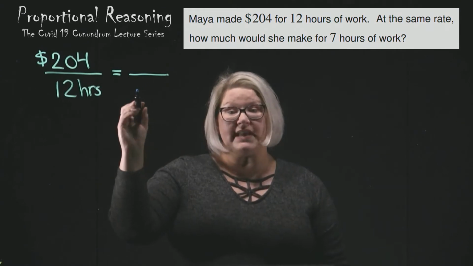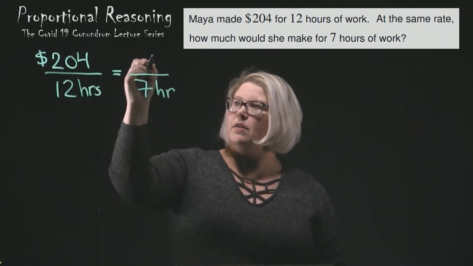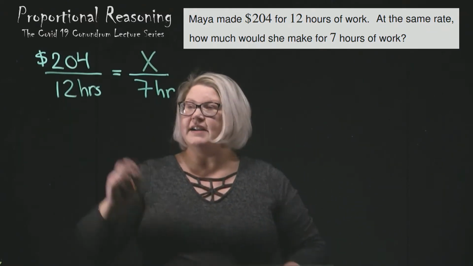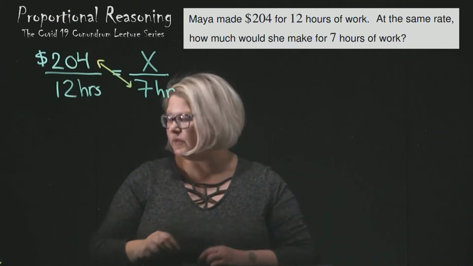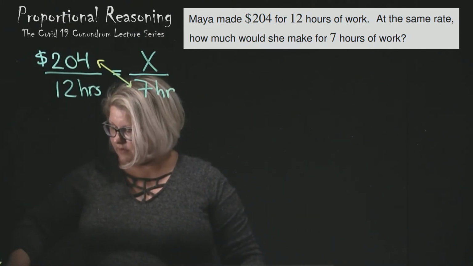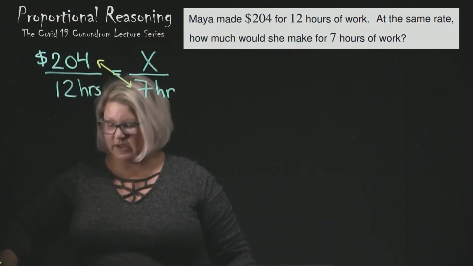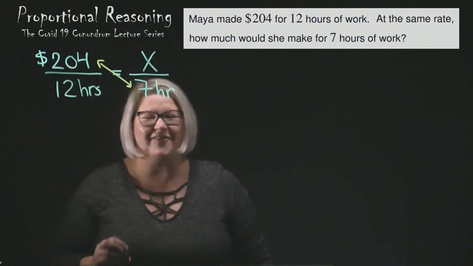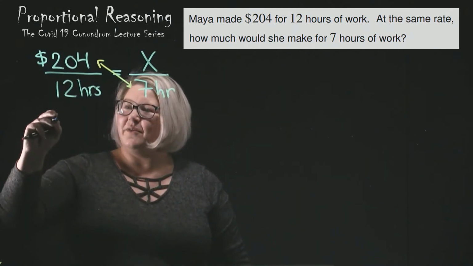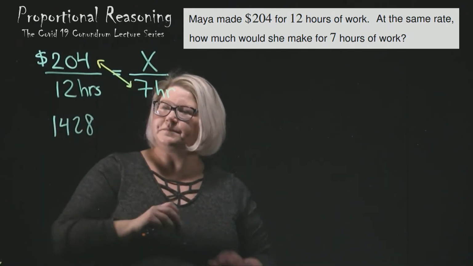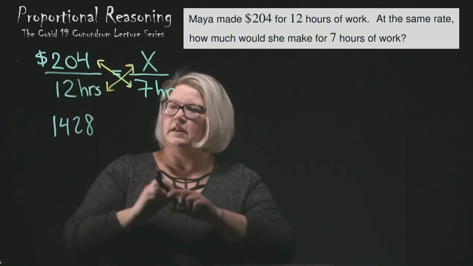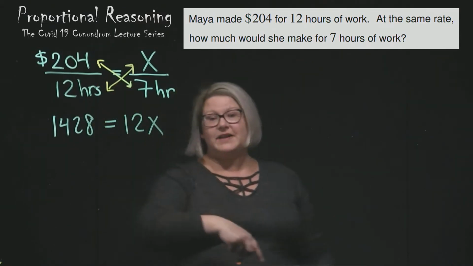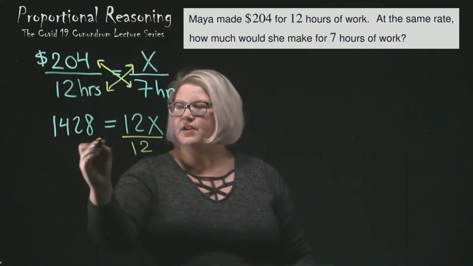The thing that we know is the hours. So 7 hours we know. We don't know how much she earned. So we're going to find our cross products and set them equal to each other. So I'm going to guess 14,028, but I think that's wrong. Oh, 14,000. It was wrong. 1,428. Okay, 1,428. And I'm going to set that equal to 12x. Now I'm going to divide both sides by 12 and find that unknown value.